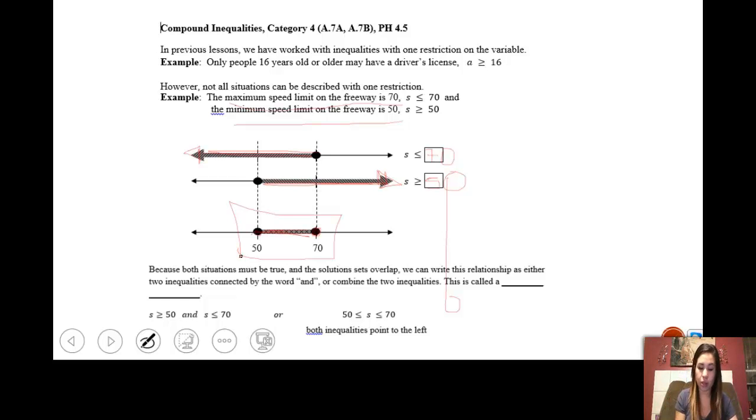So because both equations must be true and the solution set overlap, we can write this relationship as either two inequalities connected by the word and, or combine the two inequalities. This is called a compound inequality. It's some terminology that you need to know. So we say S is bigger than 50 and S is also less than 70, or we can also say S is greater than 50 but it's also less than 70. Both of those are correct forms of saying the following information.